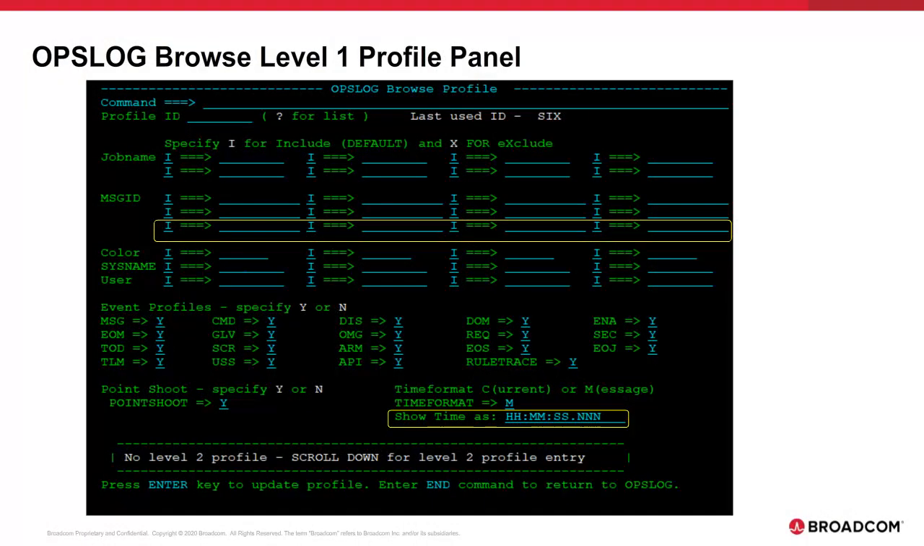The OPSLOG Browse Level 1 profile has expanded the message ID filters from 8 to 12. Note the additional line for message ID filters highlighted in yellow. Also note the new Show TimeAs field on the bottom right of the screen, also highlighted in yellow. This allows you to customize how the OPSLOG display time field column is formatted and allows additional resolution from 1/10 of a second up to 1 microsecond. Here we've set the Show TimeAs template for resolution of 1 millisecond. Details of the Show TimeAs template are on the next slide.